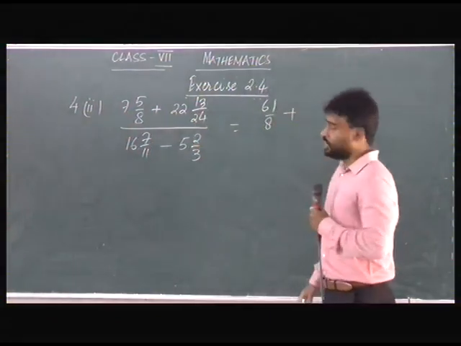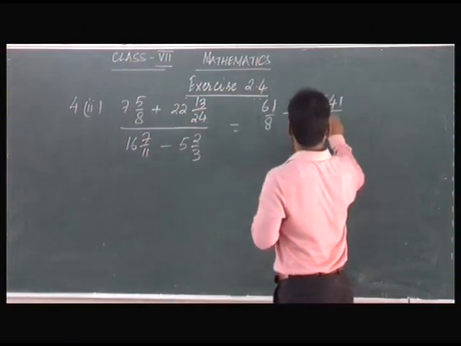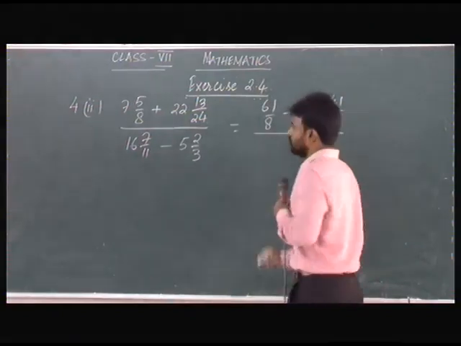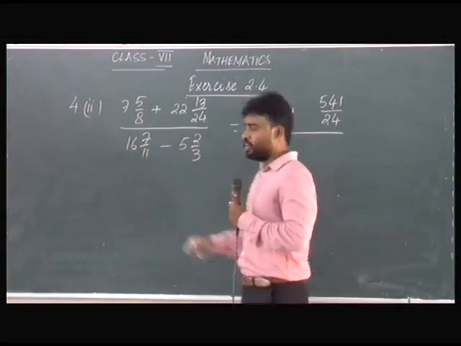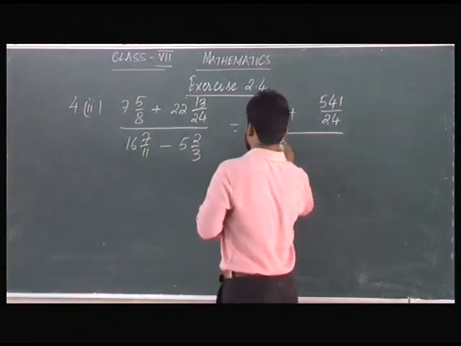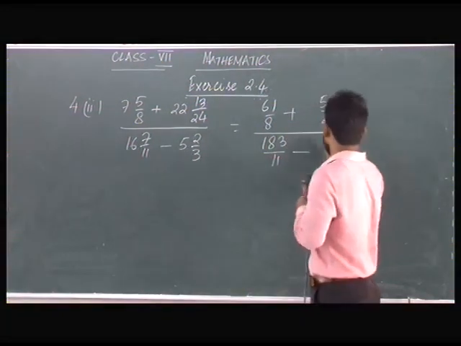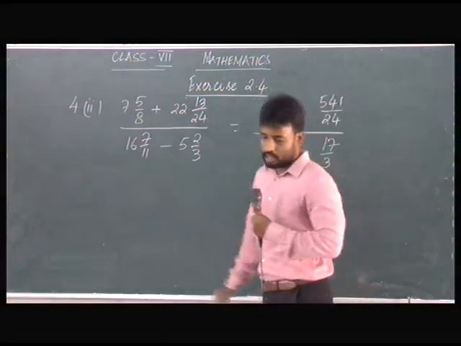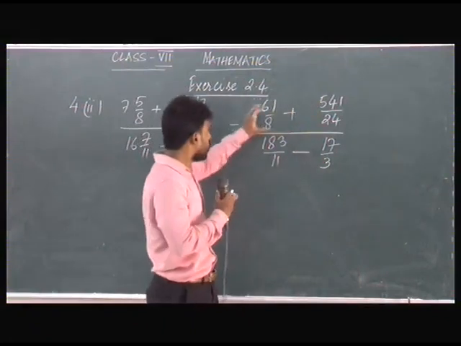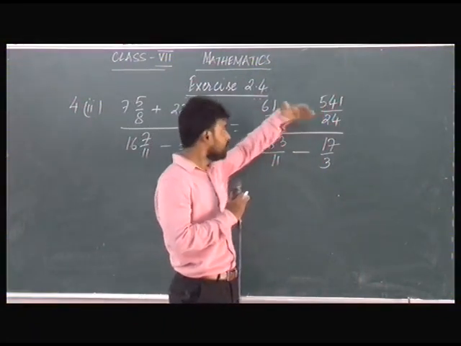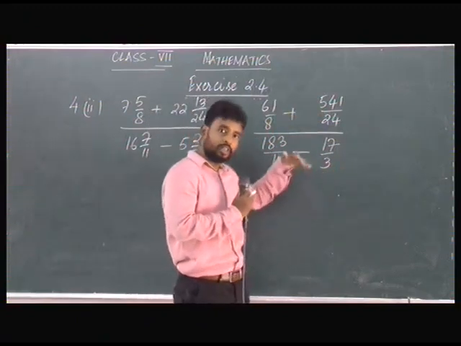24 into 22 will give you 528, and if you add 13 to it, you'll get 541. Similarly, 11 into 16 will give you 176, plus 7 will give you 183. Here we have 3 5s are 15 plus 2, 17 by 3. Now what we'll do is, we'll find out the sum of these two fractions on the numerator side, and the difference of these two fractions on the denominator side.